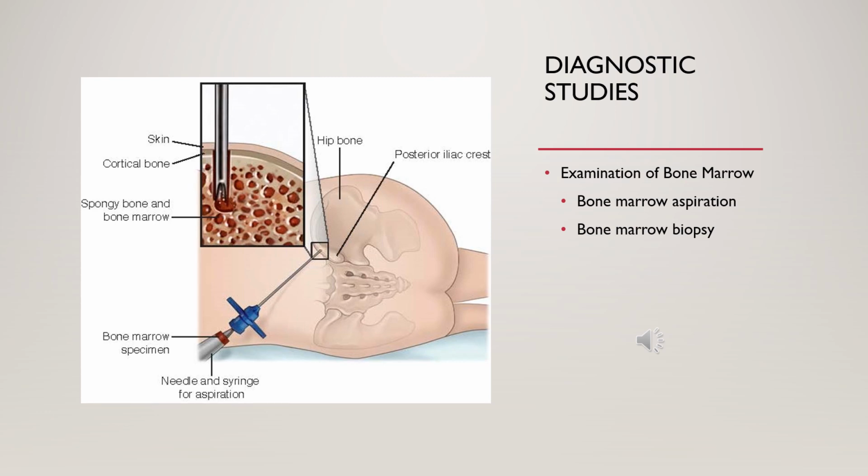The aspiration biopsy will be the removal of a fluid specimen from the bone marrow. The needle biopsy will be the removal of a core of marrow cells. It's common to perform both at the same time in order to get the best possible specimens.